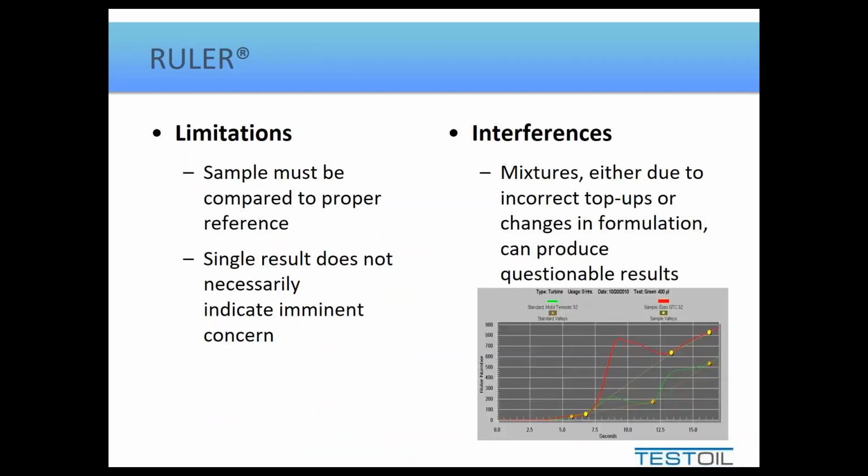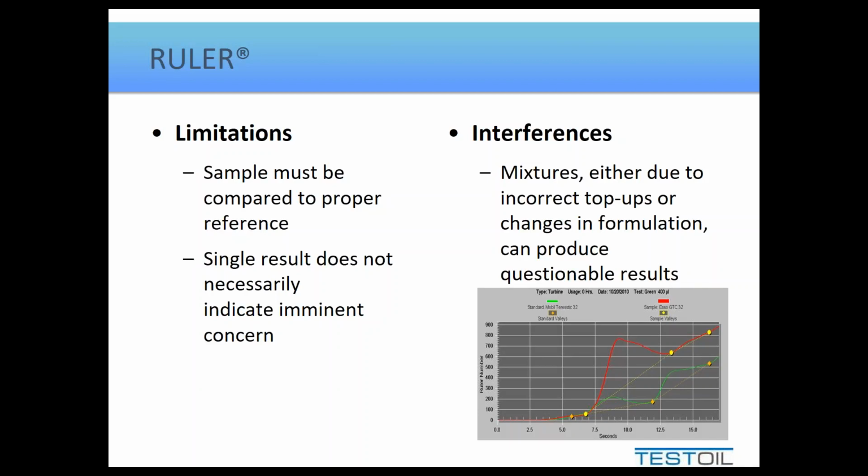What this means is we can't do this test if we don't have the reference sample, and we also can't necessarily justify an entire decision about what to do with the oil based on a single result. Because even if a result comes back and says your additive level is at 30% of new oil value, your first question should be, well, how fast is it dropping, right?